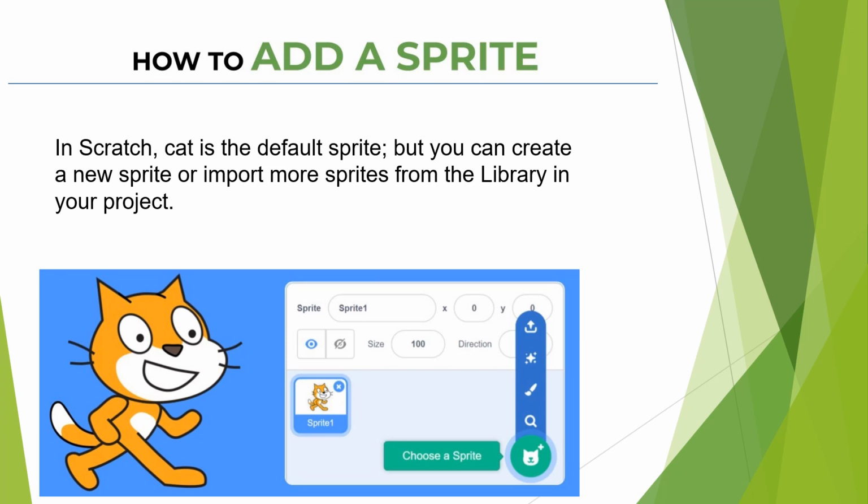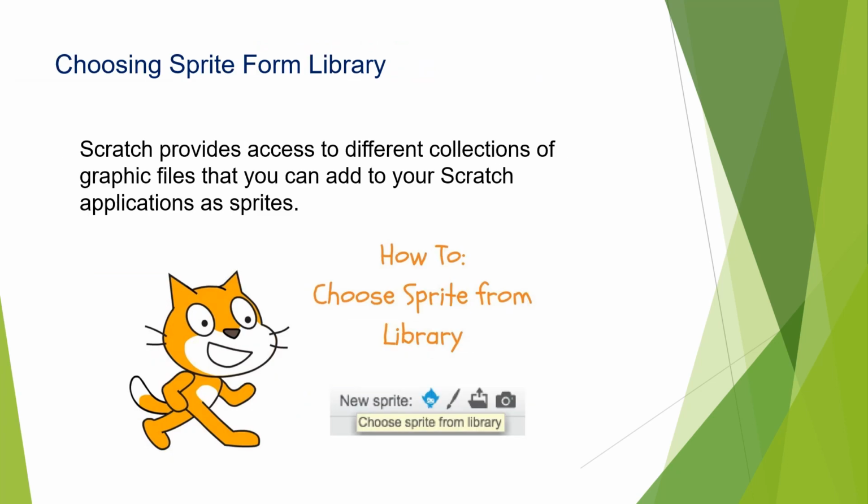From these options, choosing a sprite from the library. Scratch provides access to different collections of graphic files that you can add to your Scratch application as sprites. Click on the Choose a Sprite button, click on the Choose a Sprite option, and the Choose a Sprite window appears. Select a category for the sprite. By default, All is selected. Click on the sprite you want to add.